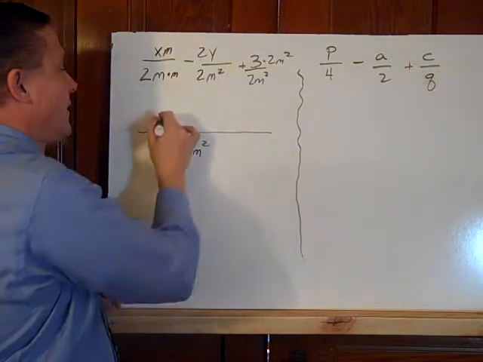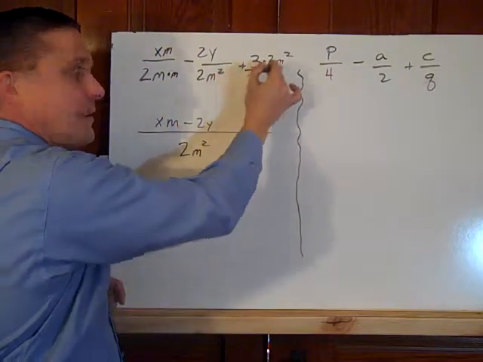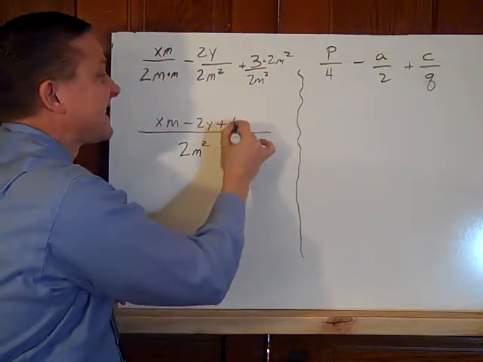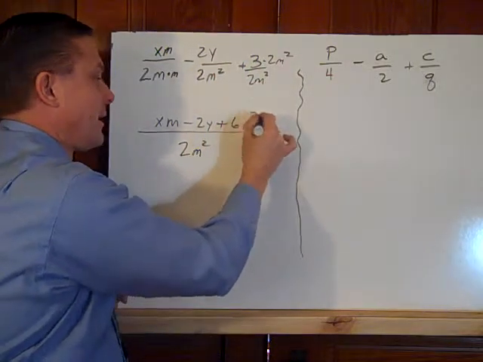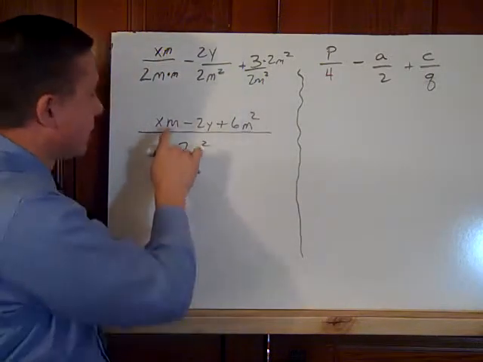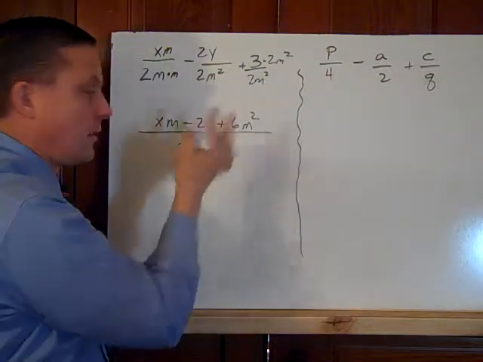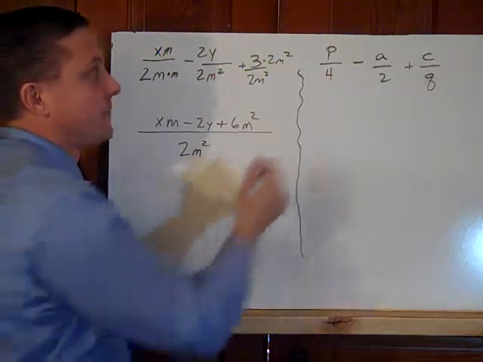Now what do I have on top? I have xm minus 2y. 3 times 2 is 6, because you're multiplying m squared. I see if there's anything common, just to make sure I did it correctly. Xm, y, m squared. Nothing common. I am done. That is the answer.